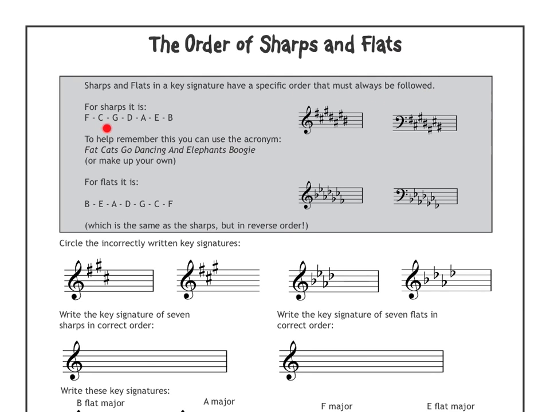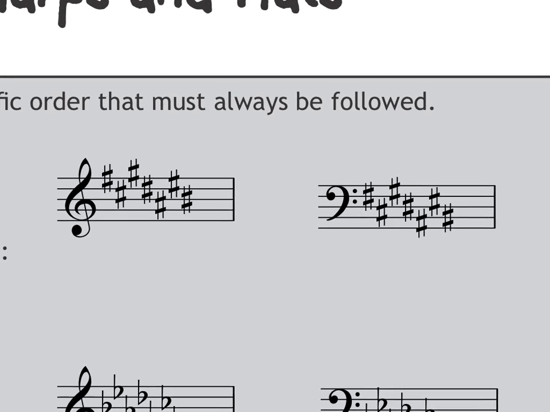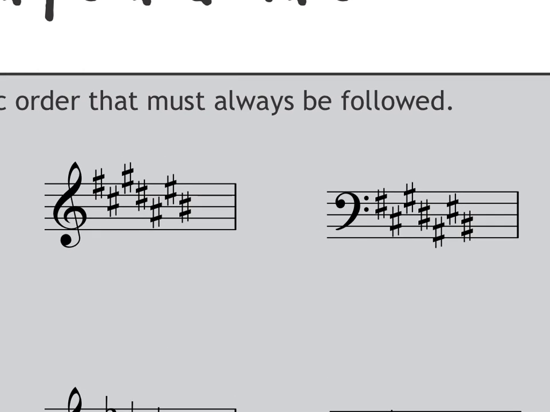For sharps, it is F, C, G, D, A, E, B. All right? Say that with me. F, C, G, D, A, E, B. All right, if we're going to zoom in real quick over here and have a look at this order of sharps in detail. Now, a few things I want you to notice at the outset.